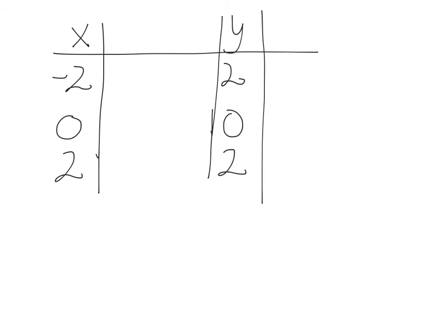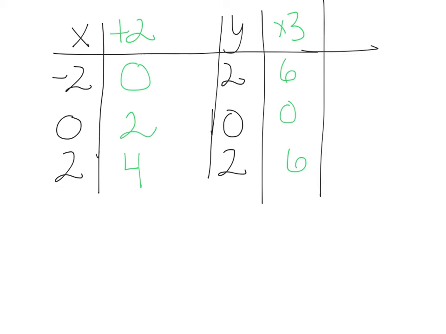And now we have to apply our transformations. So according to our transformations, the x stuff is going to get a plus 2. We're going to move to the right 2, so I'm going to get 0, 2, and 4. And then my y stuff, I have to first multiply by 3. So you're going to get 6, 0, 6. And then you're also going to have to add 1. So plus 1, so you're going to get 7, 1, 7.